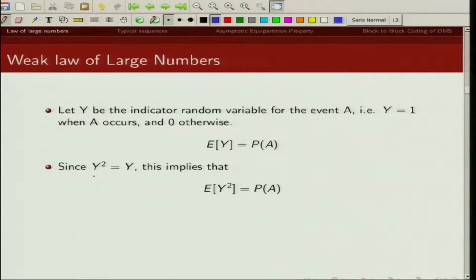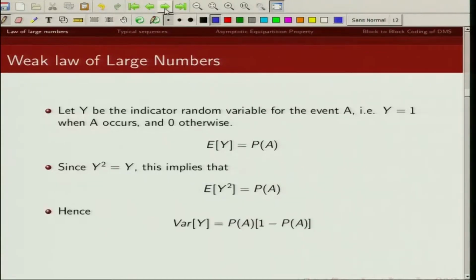Similarly, we can define another random variable. We can see that y square will be y. So when y is 0, y square is also 0. When y is 1, y square is also 1. So then, since y square is equal to y, we can write the expected value of y square is the expected value of y, which is given by this expression.